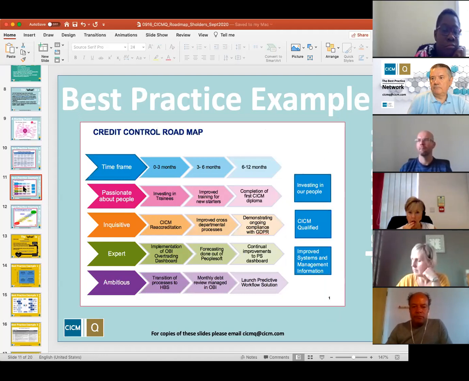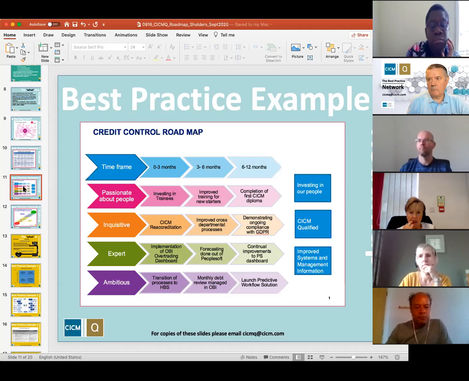Okay, so the next example was all to do with the company values. Across the top in blue, you can see the time frame. Again, very simple. The company values were passionate about people, inquisitive, expert, and ambitious. Everything in that roadmap aligned to the company's visions, and it just made sure that there was the focus.